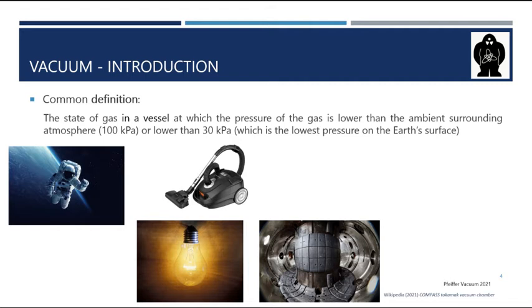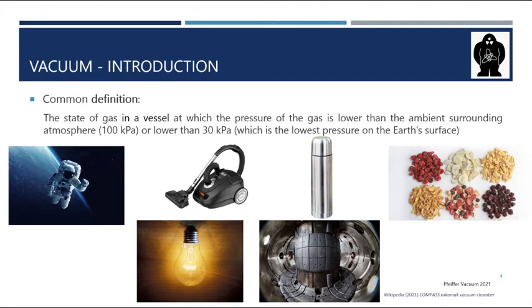Another example from everyday life is a thermos flask, or more generally, insulation. Vacuum is a very poor heat conductor, so it's used as a thermal insulation layer. And finally, vacuum is widely used in the food industry for freeze drying or preserving food. Vacuum has a lot more uses, but they are not the focus of this presentation, so let's move on.